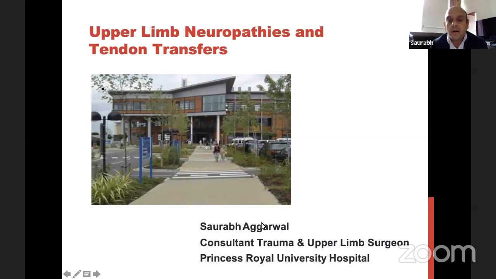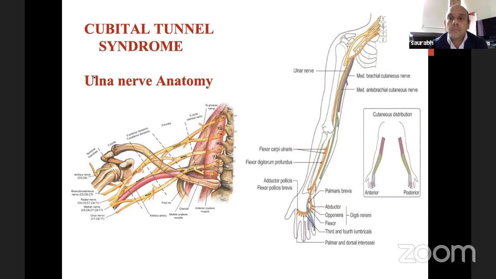So, this is my hospital, Princess Royal. It's in London, and I'm a trauma and upper limb surgeon. Our topic today is upper limb neuropathies. I'm going to talk a bit about anatomy and tendon transfers, but because it's a huge topic, with 6 nerves and 6 sites of compression, I've divided it into 2. Today we're going to do cubital tunnel, Guyon's canal, and carpal tunnel with all the relevant tendon transfers, and in the next lecture we'll cover the remaining nerves. So we'll start with cubital tunnel.